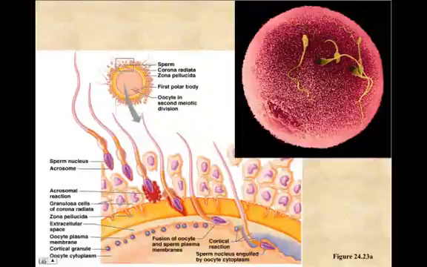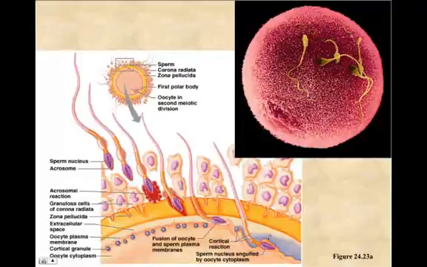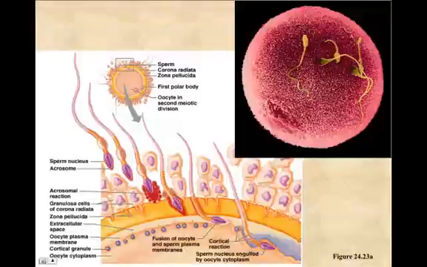And then we have the cortical reaction, which are changes that occur in the oocyte that will prevent another sperm from fertilizing this egg. And then the sperm nucleus literally is going to be engulfed by the oocyte cytoplasm, so that the DNA can then fuse with the DNA of the oocyte.